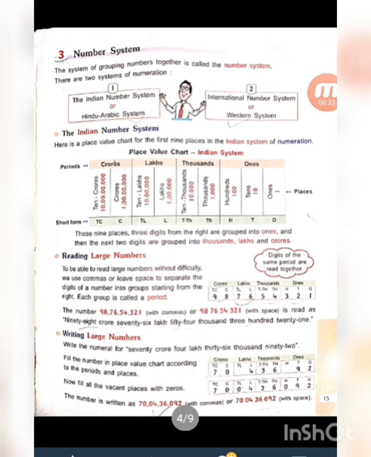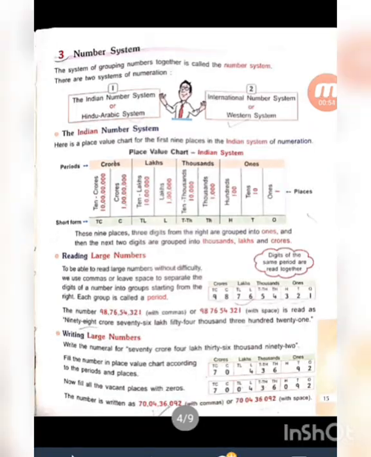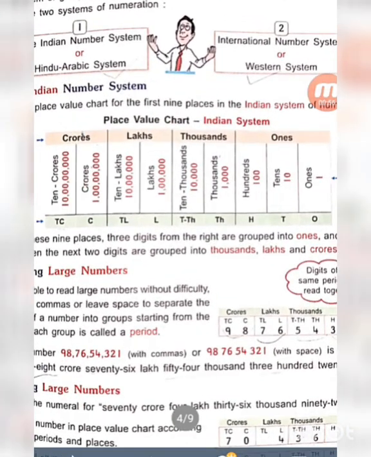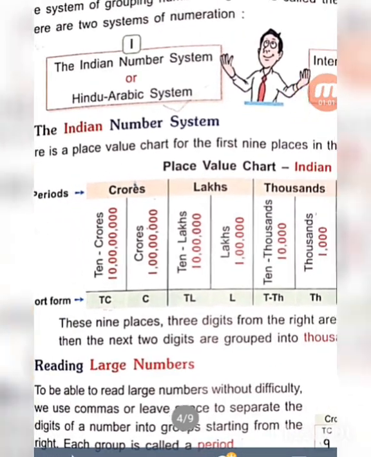I just want you to recall the system of grouping numbers together, any kind of number, whether they are natural, real, or integers. So grouping of numbers together is called a number system. Here we have classified two systems of numeration. First, as you can see in this image, is the Indian number system, or we can call it the Hindu Arabic system.